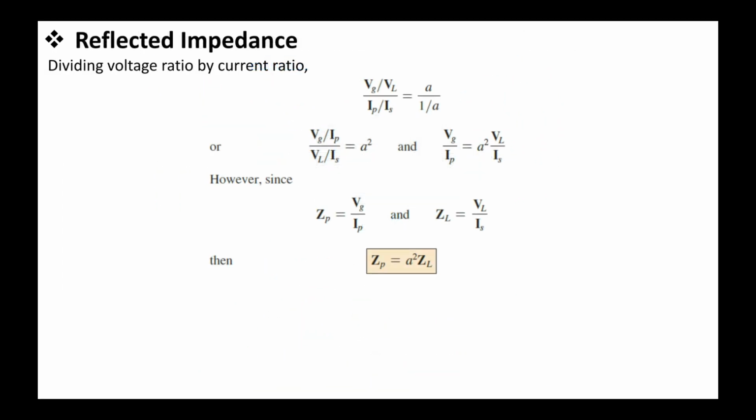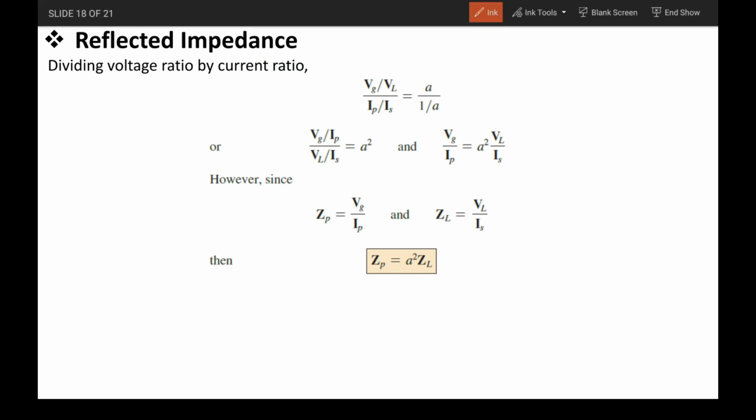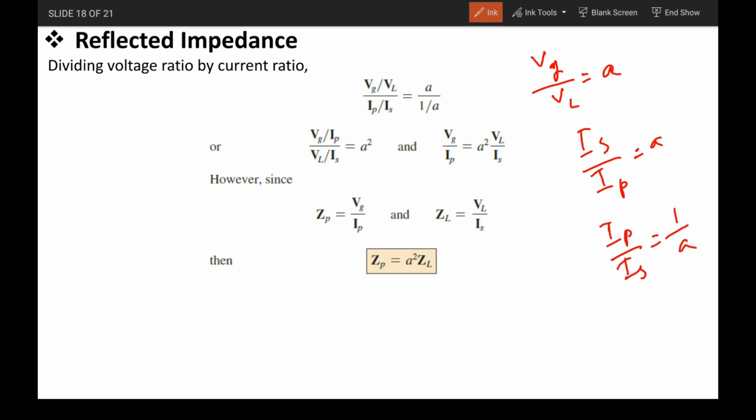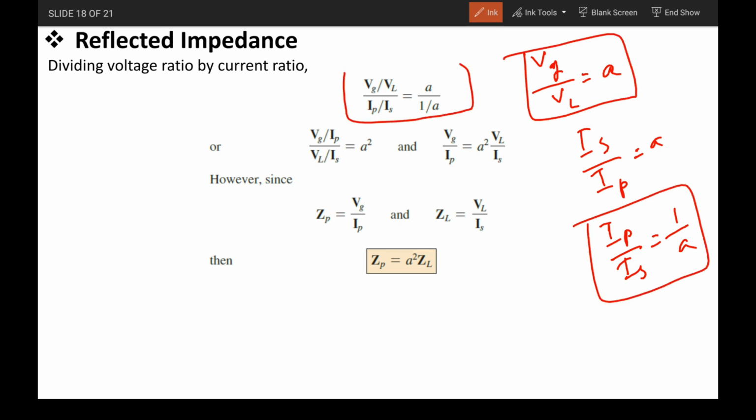Moving on, so now previously our expression, if I write it again here, previously VG over VL it was A, and for current it was IS over IP equal to A. So if we change it to IP over IS, then it should be 1 over A. And now if we divide this equation by this, we can write VG over VL divided by IP over IS equal to A over 1 by A.